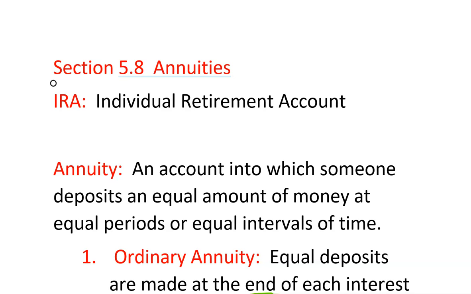Section 5.8, Annuities. First of all, you have to remember what an IRA stands for, Individual Retirement Account. So remember that for the test.